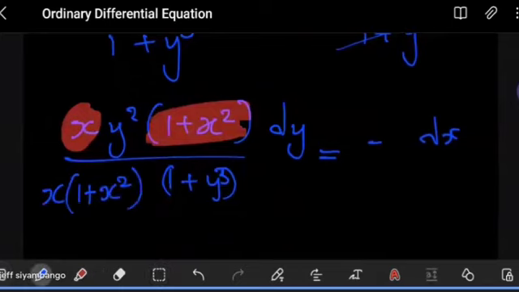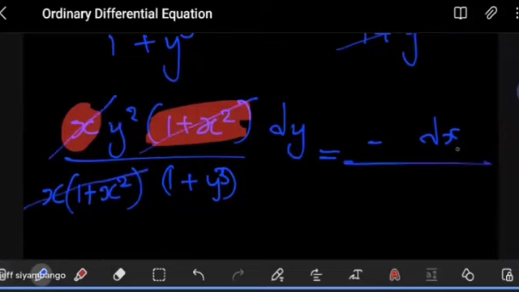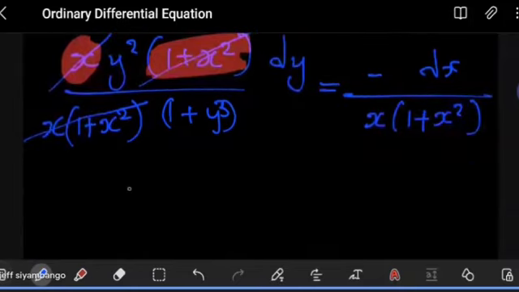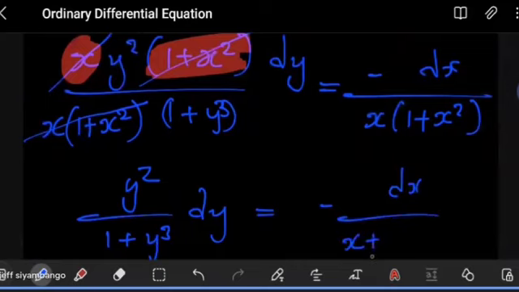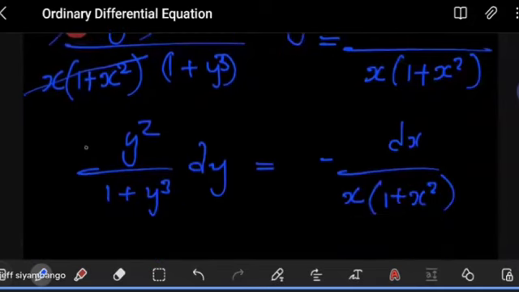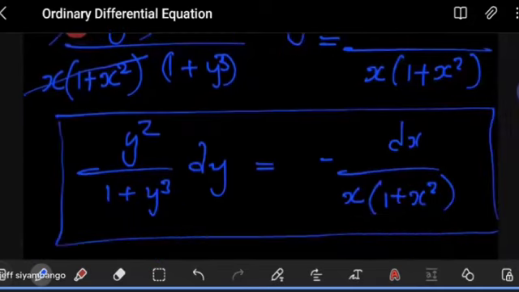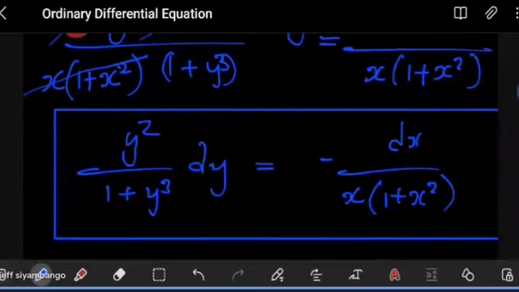The goal here is to make sure that they cancel here. But what I do to the left, I must do to the right. So here, I'll also divide by x, 1 plus x squared. On the left side, I'll now remain with only y squared over 1 plus y to the power 3 dy equal to minus dx over x, 1 plus x squared. So now we have separated. This is another way that we could have separated these. Are we okay there?